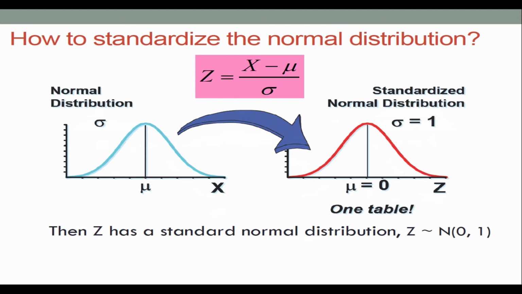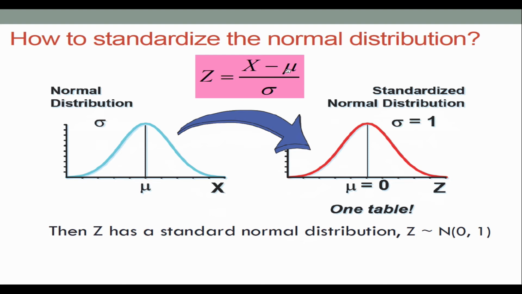What's x? X is the original general normal distribution with mean equal to mu and standard deviation sigma. For the left figure, x is a random variable with mean equal to mu and standard deviation sigma.